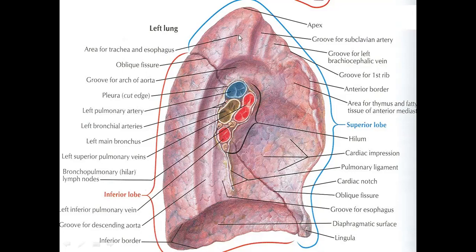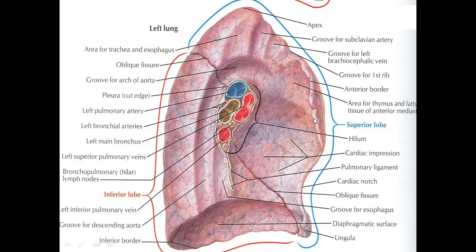So here it is mixing trachea and esophagus, but on the right side, you can see the separate groove for the trachea and esophagus. It is common way here for the left side lung. Then you can see here, this is the groove for the left brachiocephalic vein. You can come here, this is the anterior border.